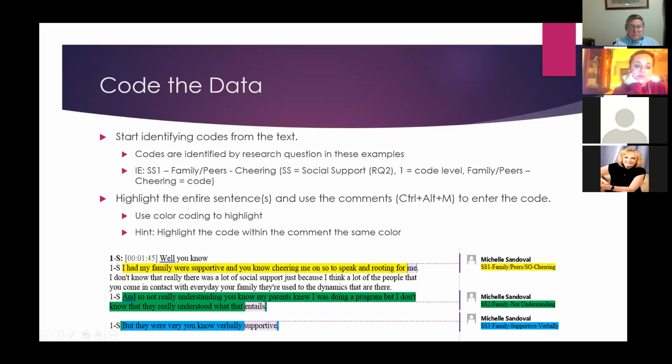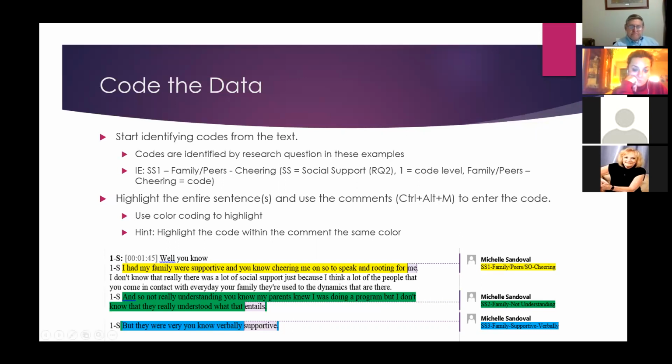The second code I found, you can see this down here, is SS2, family and not understanding. And what that means is a lot of family and friends didn't really understand what doctoral students were going through. However, it was either a form of social support or the lack of support. And so that's why I identified that as a code.